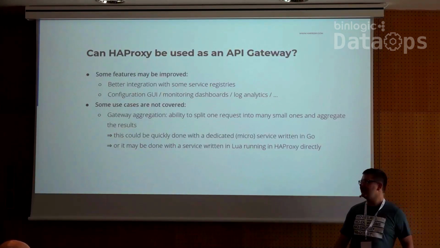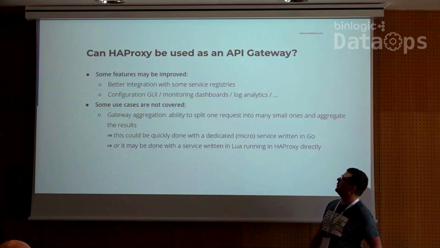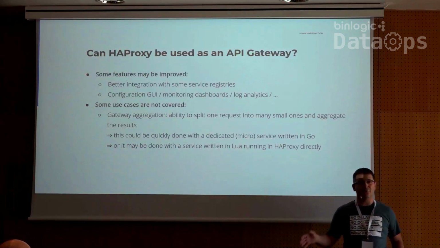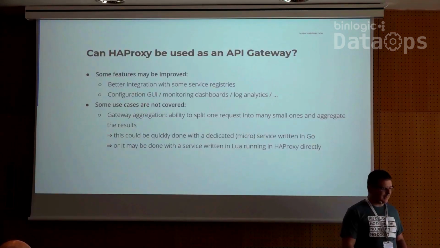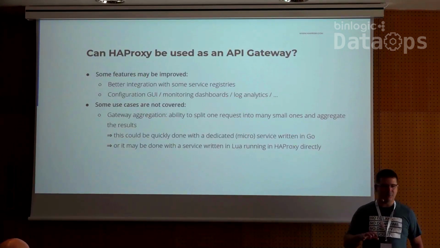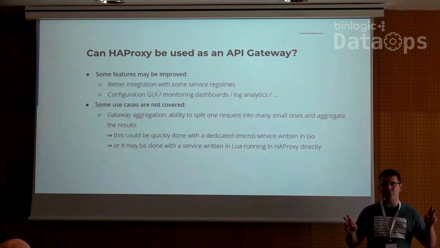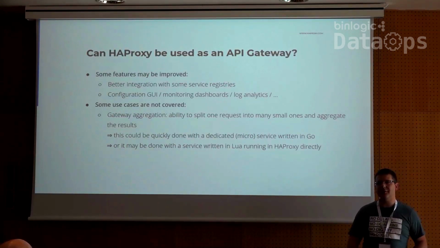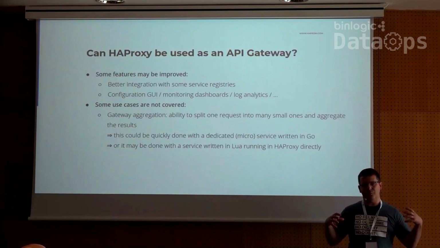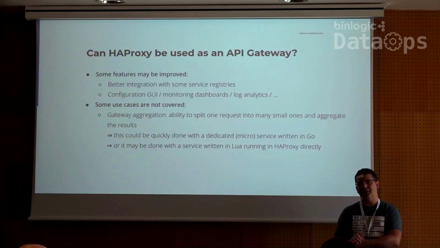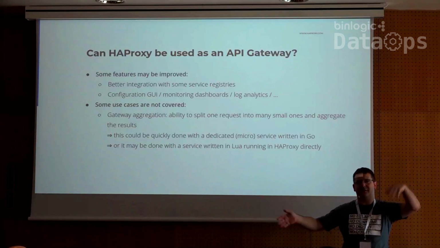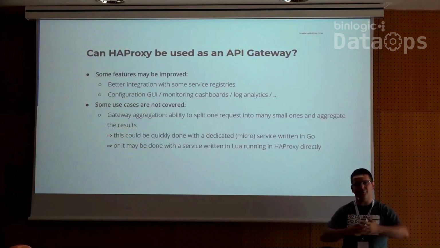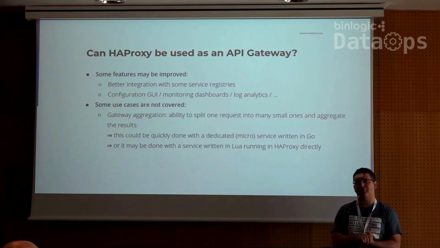We don't have any GUI, monitoring dashboard, log analytics, etc. So you will have to build them if you want to use HAProxy as your API gateway. And there is one particular need which is not covered, which is what they call gateway aggregation. Gateway aggregation is when you send a single query to your API gateway, and your API gateway will split this query into 10 queries to go to 10 different services, and then aggregate the responses and forward back the response to the caller.